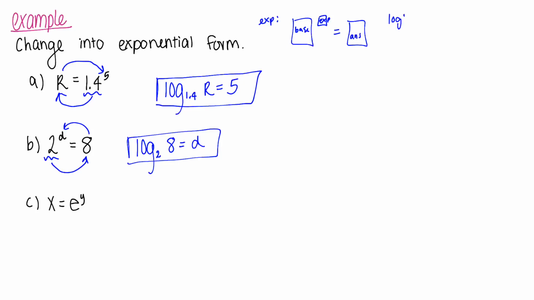With logarithmic form, it's log, the base goes here, the answer part goes here, and the exponent is the output. But they both have 3 numbers, so it's just a rearrangement of the 3 numbers. This last problem is actually kind of special.